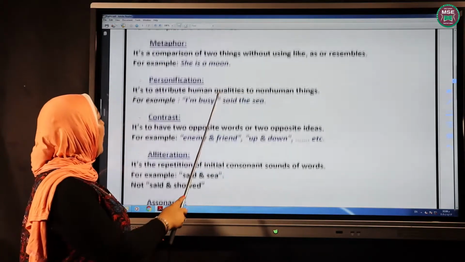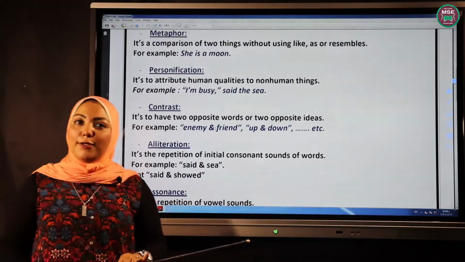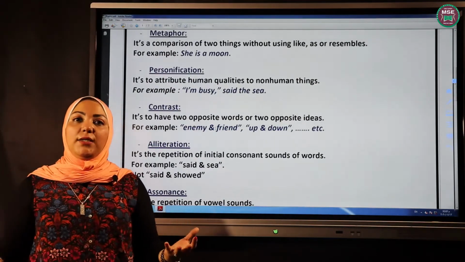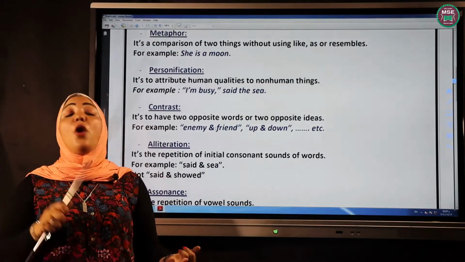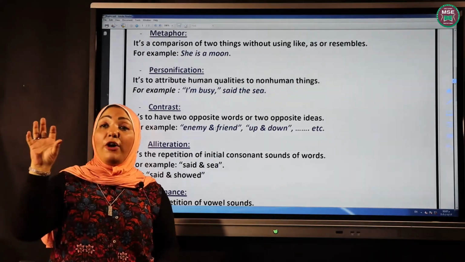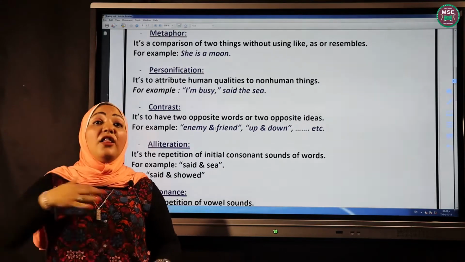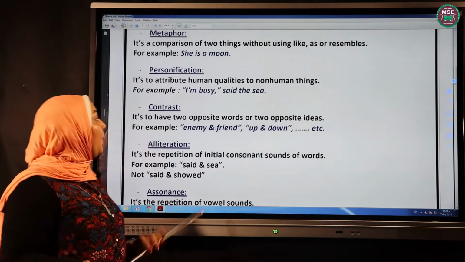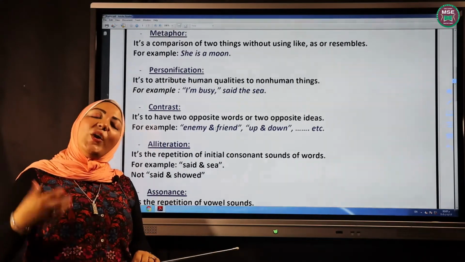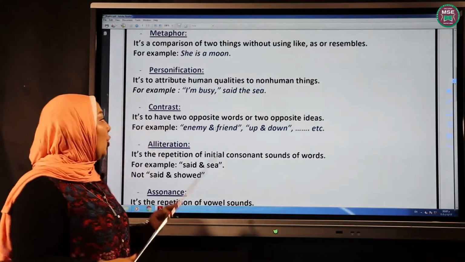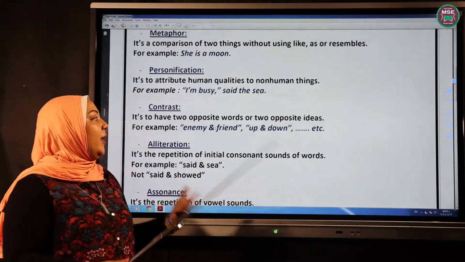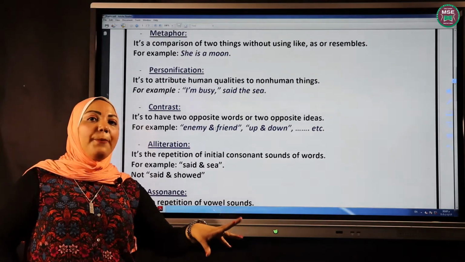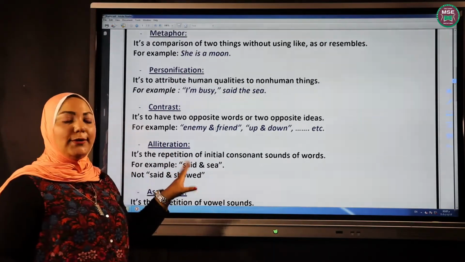Then, another figure of speech is contrast. What's contrast? Contrast is when you have opposing ideas, maybe two opposite words, two opposite phrases, or maybe you can find some stanzas or some poems that are based on contrast. The whole idea is based on contrast. So, usually the contrast is used to clarify the meaning. So, if you have, for example, words like enemy and friend, up and down, here and there, etc., once they are opposites, we call them contrast.